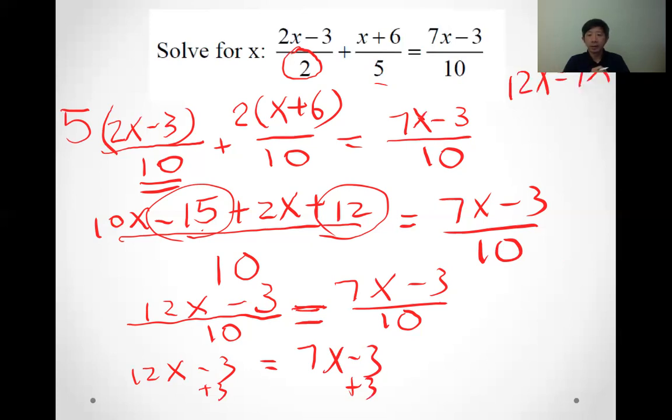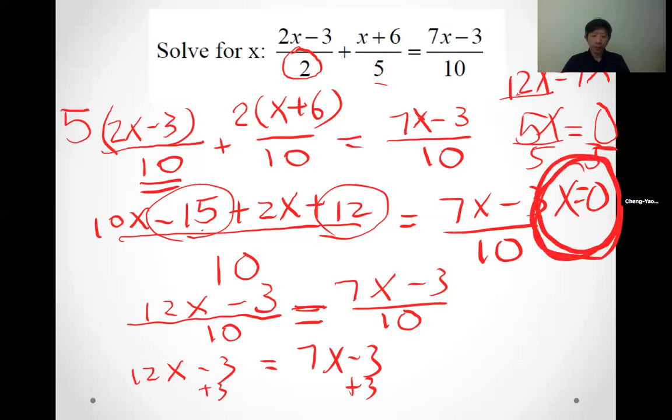Is that right? And now, if I minus 7x for both, I got 0 for this. 12x minus 7x is 5x, right? So 5x is equal to 0. So therefore, our answer x is equal to 0 because divided by 5, divided by 5. So x is equal to 0, right? So this is how we solve the problem. I used the strategy of finding the common denominator, right?